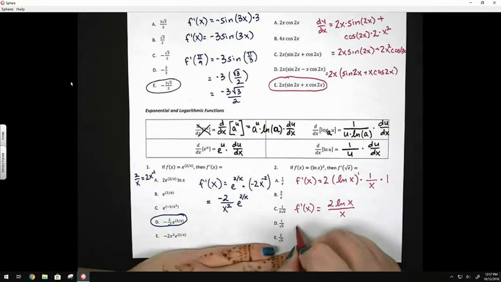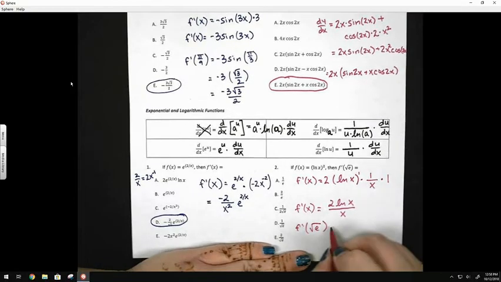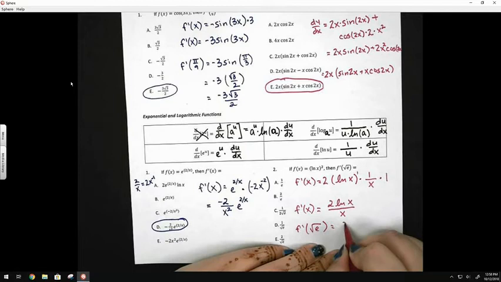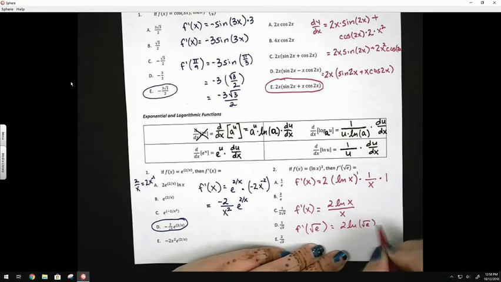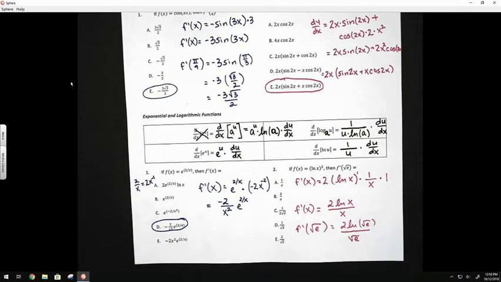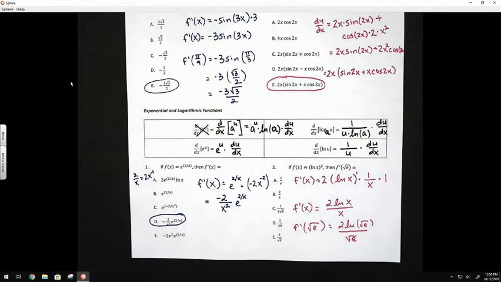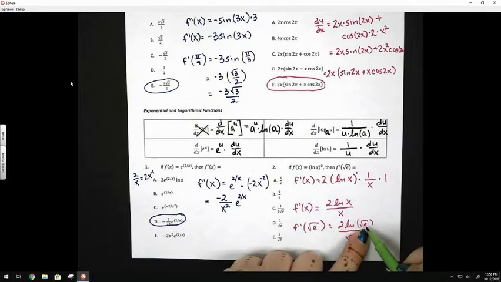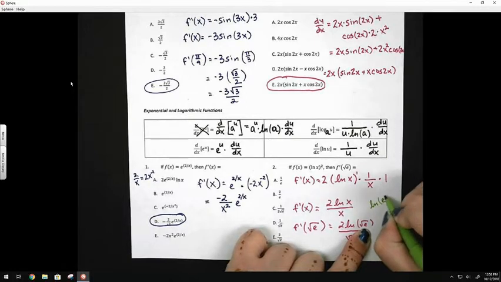Now we want to actually evaluate f prime of the square root of e. So this is 2 times the natural log of the square root of e over the square root of e. Now we're going to have to use some rules for logs and exponents here. The natural log of the square root of e is really like saying the natural log of e to the 1/2.